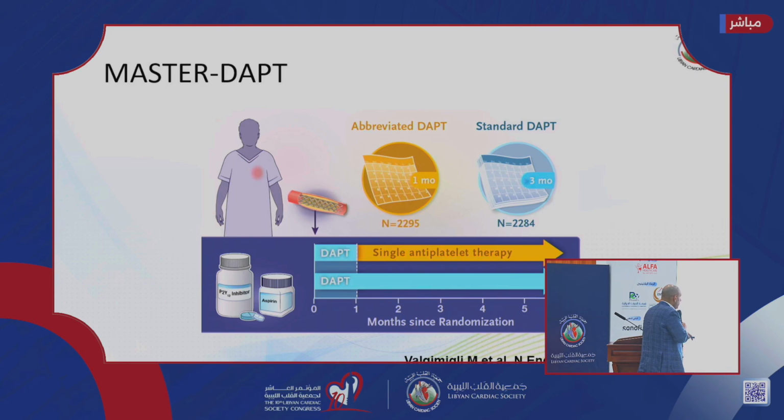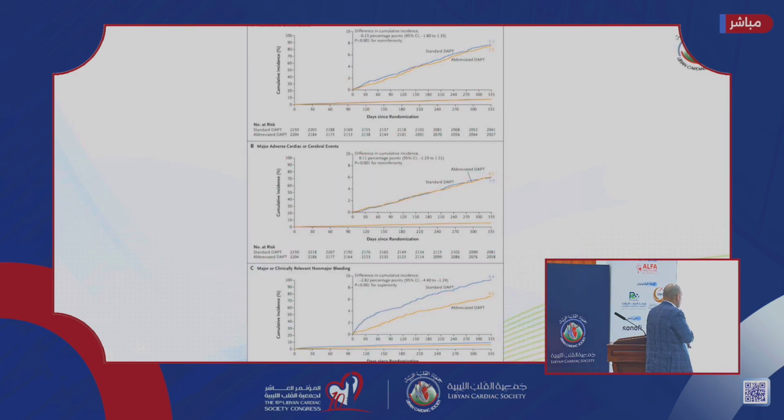There are lots of trials, a couple of which I'll show, that studied short DAPT. After 1 month of DAPT, patients were switched to single antiplatelet therapy. I did not define what the dual antiplatelet therapy was, whether it was clopidogrel or ticagrelor. I did not define what the single antiplatelet therapy was. It could be clopidogrel, it could be ticagrelor, it could be just aspirin. And the control arm had DAPT for 6 months. This included patients with ACS and with stable coronary artery disease.